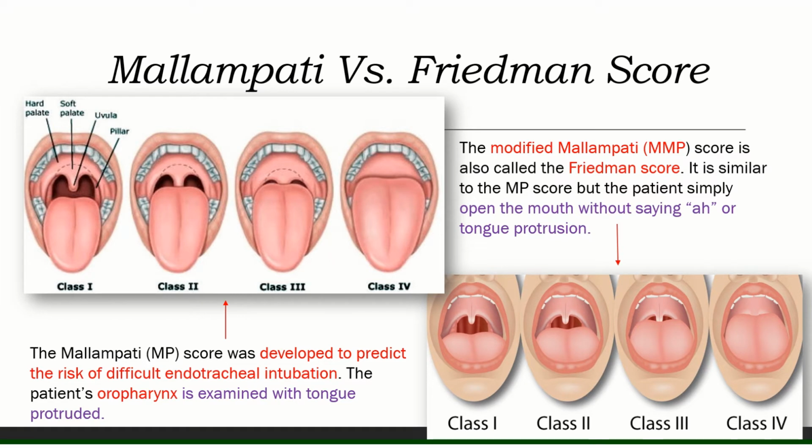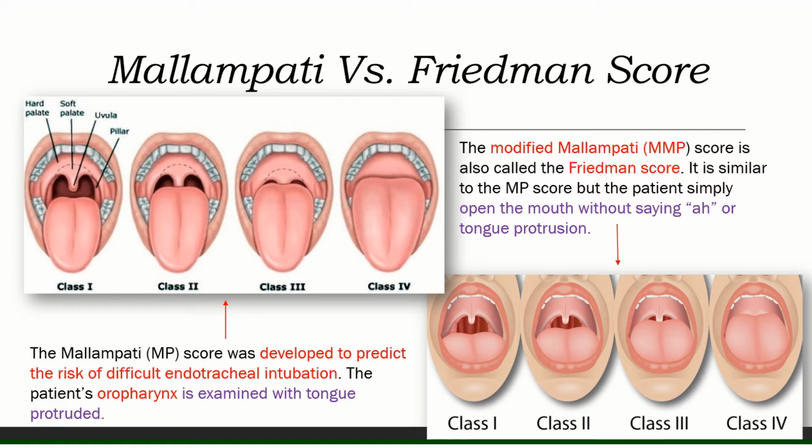All right, so we have a Mallampati versus a Friedman score, however you want to say it. I say Friedman. Okay, so at the top we have our Mallampati score. I'm reading from the bottom of the screen. So at the top picture, we have the Mallampati score. It was developed to predict the risk of a difficult endotracheal intubation. That's why it was originally developed.